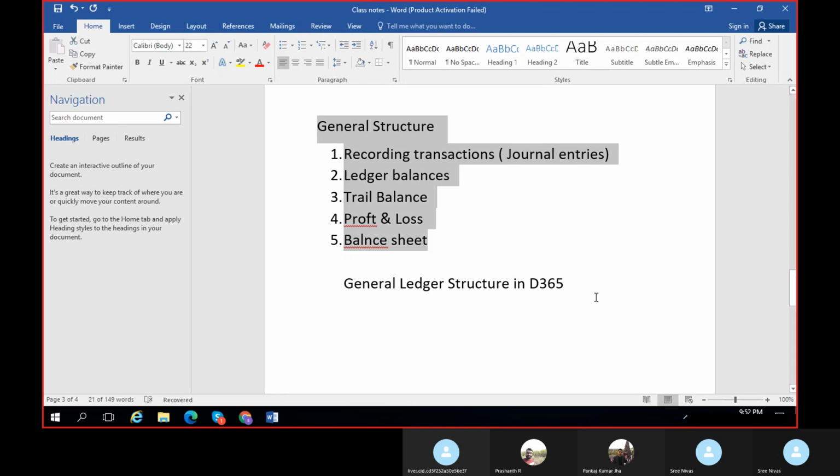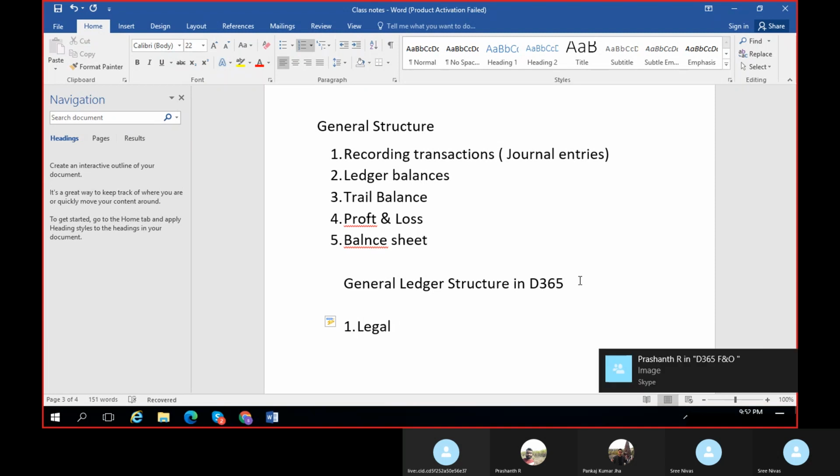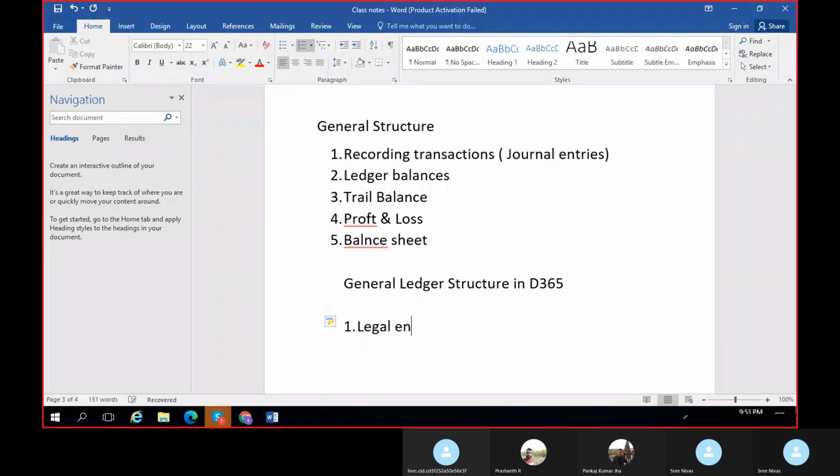But in D365, in order to record the transactions, we first have to configure the legal entities that we have already discussed.